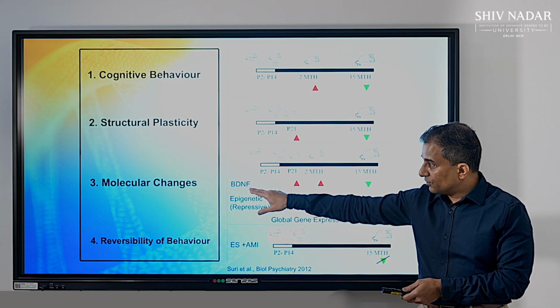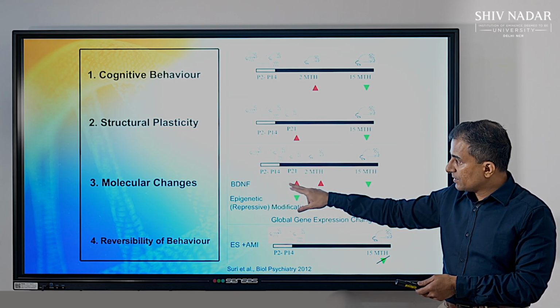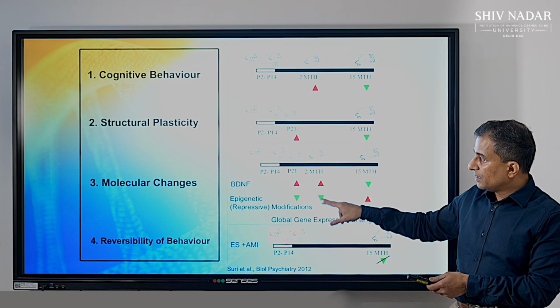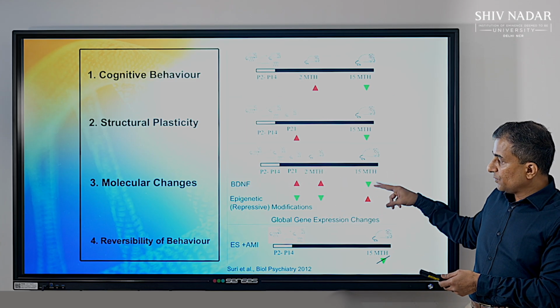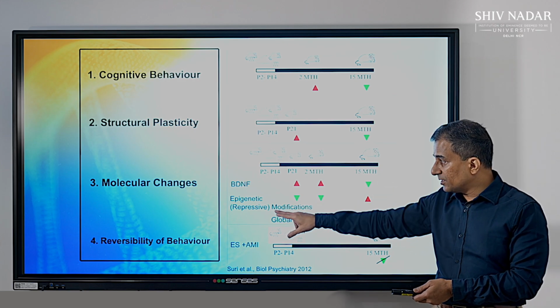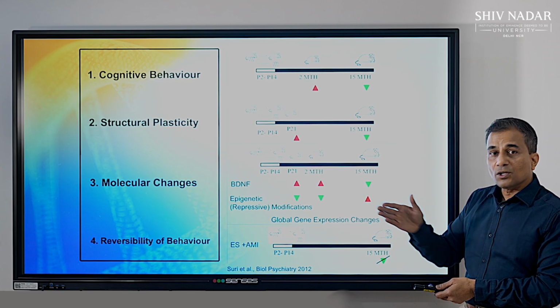So this is the name of the gene, which is a very important gene for behavior, regulating behavior, and you can see that it's exactly opposite early in life for the first 1 or 2 months in life, and then in the adulthood it switches. So epigenetic changes can also regulate activity of genes in a time dependent fashion across the lifespan.